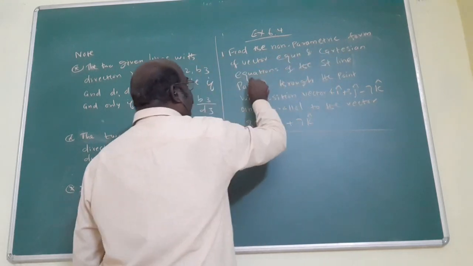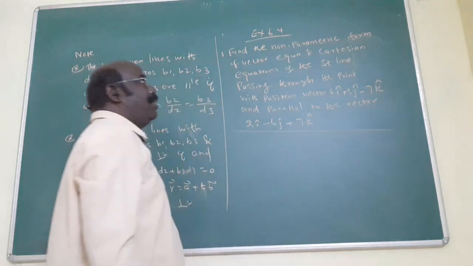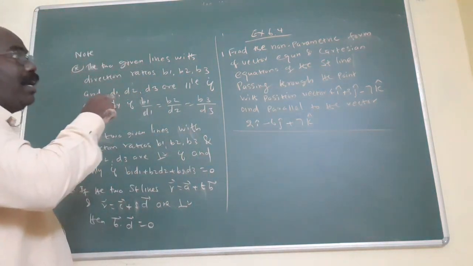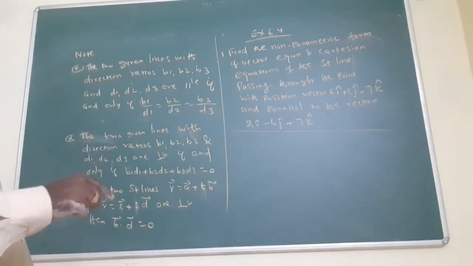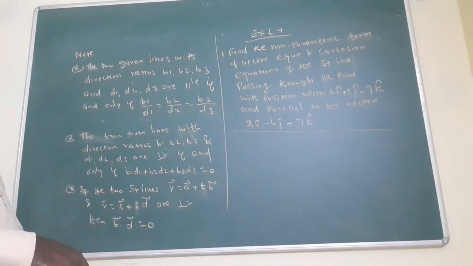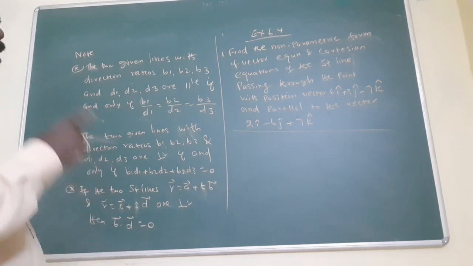Now, exercise 6.4, the first question. Read the question clearly: find the non-parametric form of the vector equation and the Cartesian equation of the line. What is not asked? The parametric form of the equation is not asked. Only 2 parts are asked.